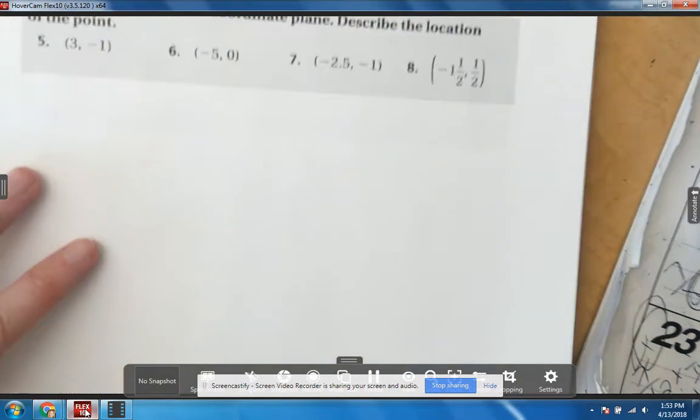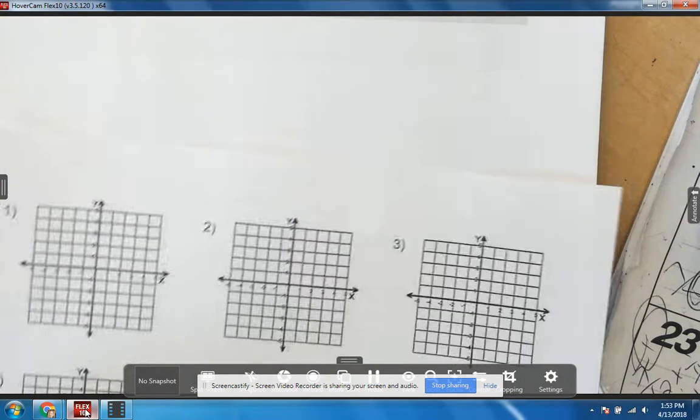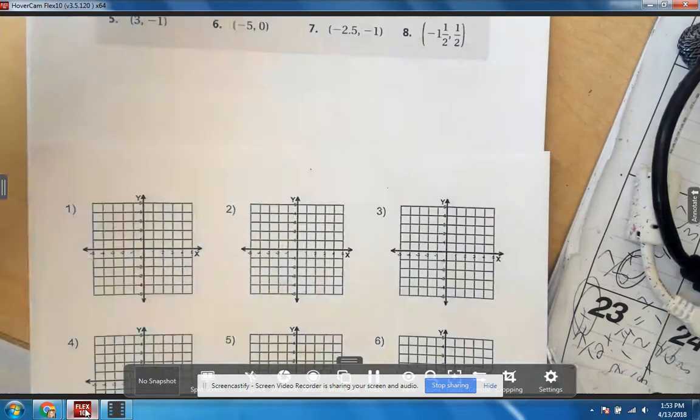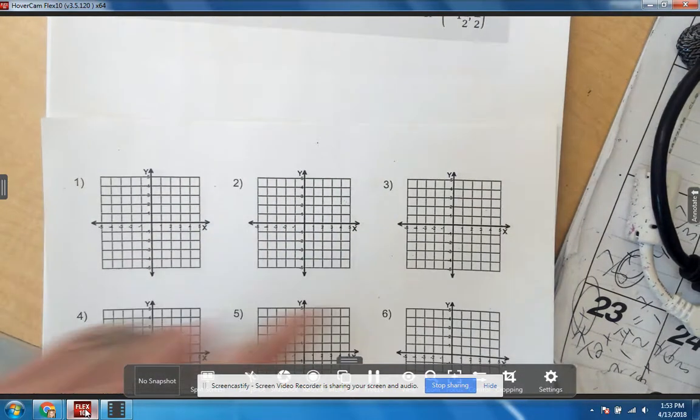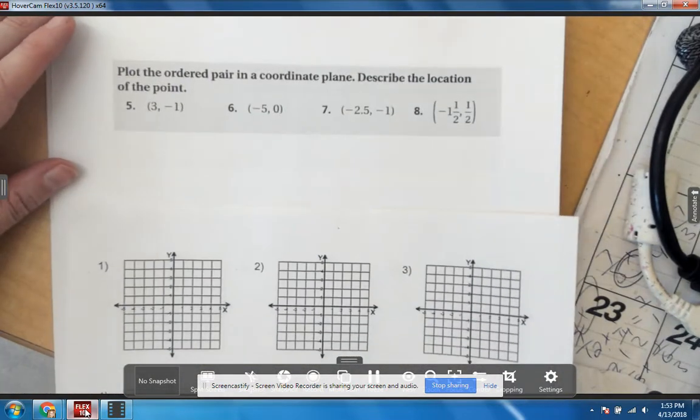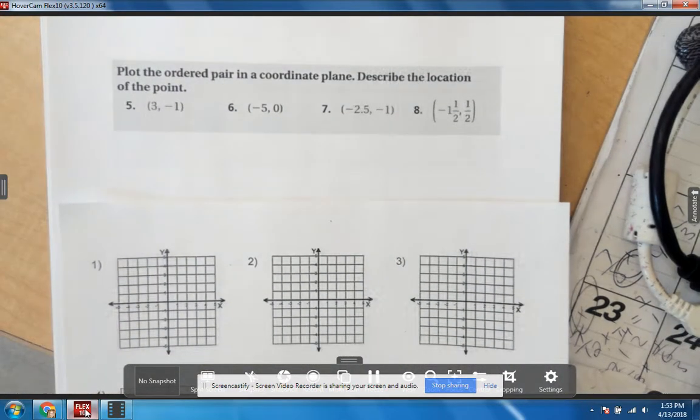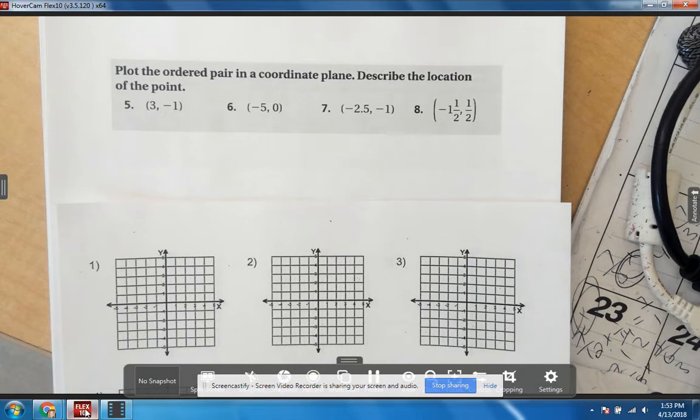So you should have a grid like mine here. So on this grid, I want you to do these problems. So you could do 1 per grid. So 1, 2, 3, 4. Or 1, 2, 3 actually. Oh no, there's 4 problems. Yep. So plot these points and then tell me what quadrant it's in.